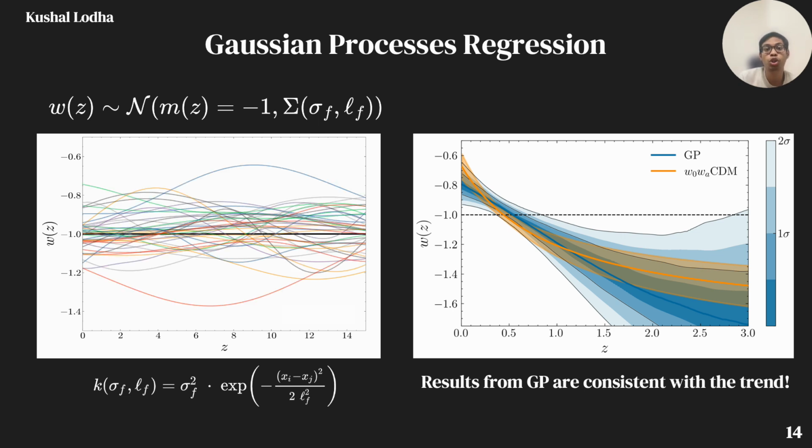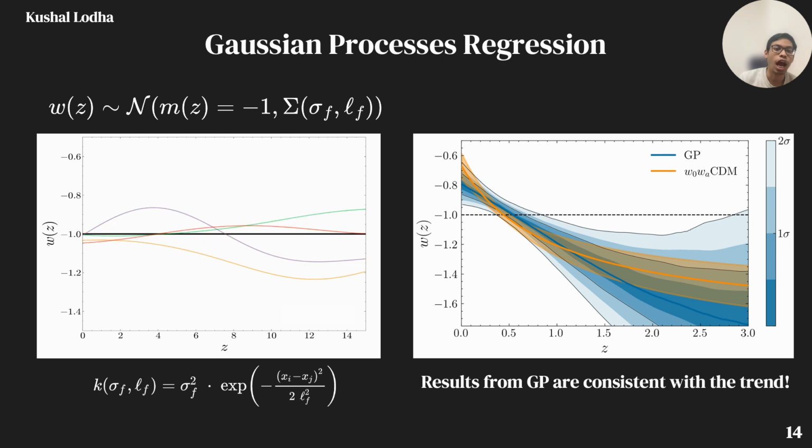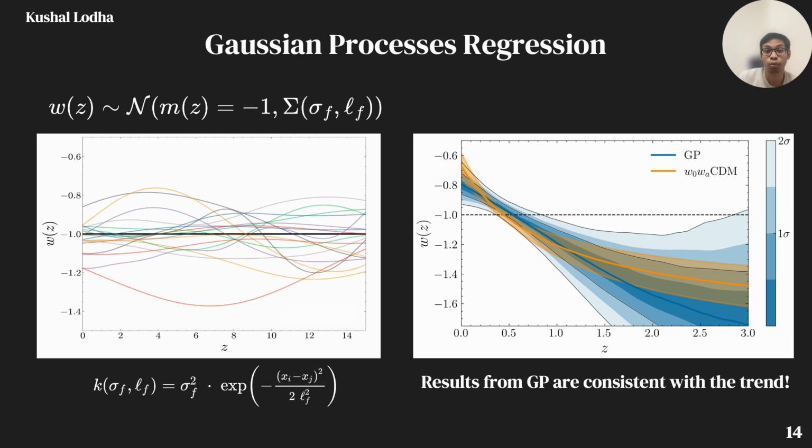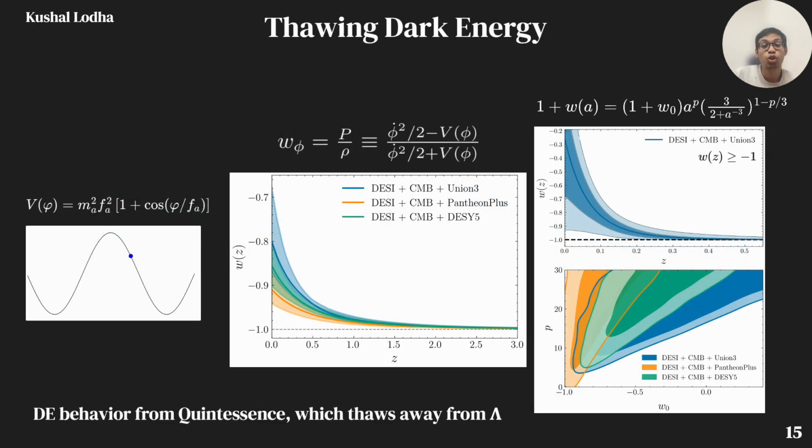On the right, we show the equation of state reconstruction from the Gaussian process using DESI plus CMB plus Union 3, and we find our posterior, shown in blue, broadly consistent with the trends seen in the orange curve showing CPL constraints. So by this point, hopefully I've convinced you that this deviation is not just an artifact of parameterization, but a genuine trend in the data.